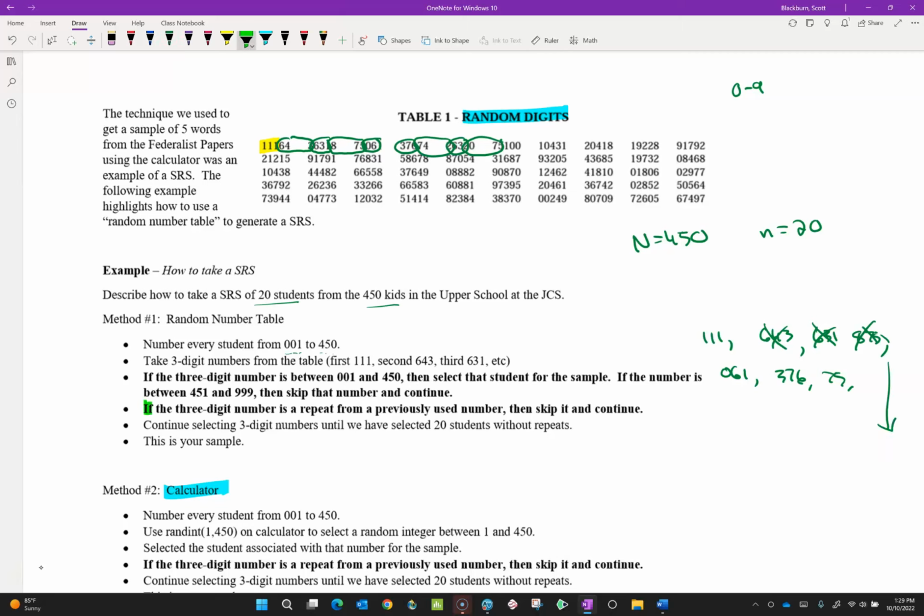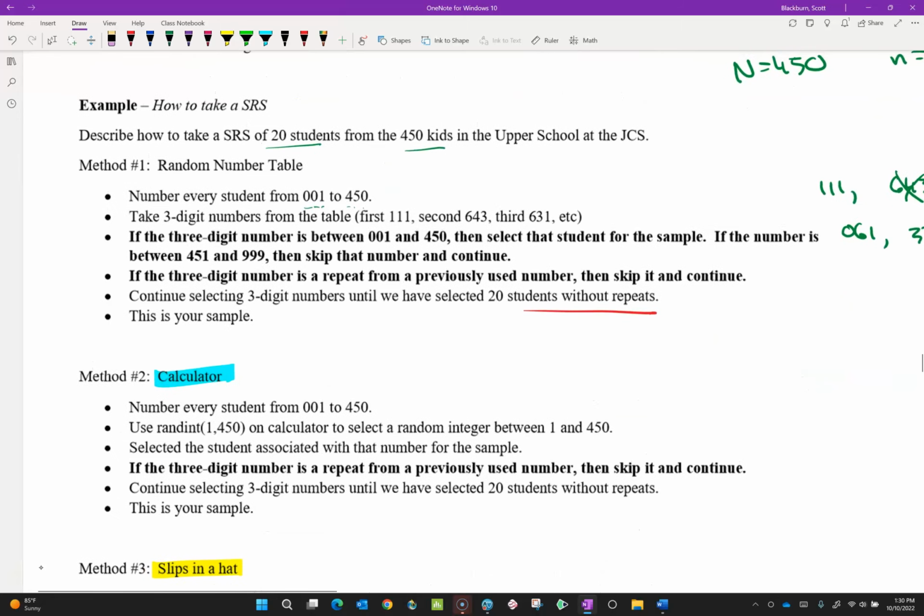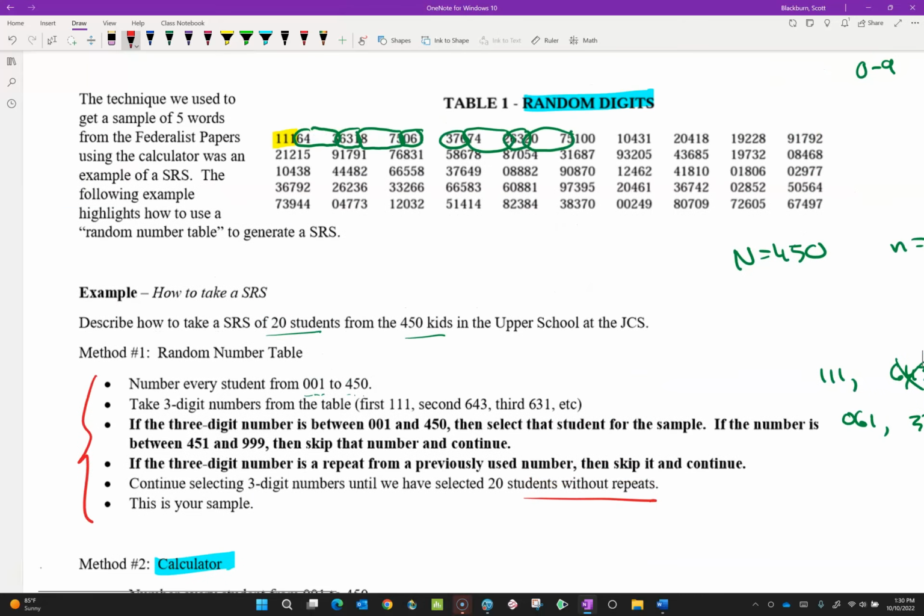Also, if the 3-digit number is a repeat from a previously used number, then you also have to skip it. So if I got another 111, I would have to skip it. Continue selecting 3-digit numbers in this way until we have selected 20 students without repeats. Okay? This is your sample. So this is how you're going to answer that question. That's how you would use the random number table.